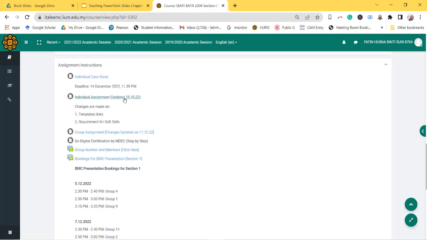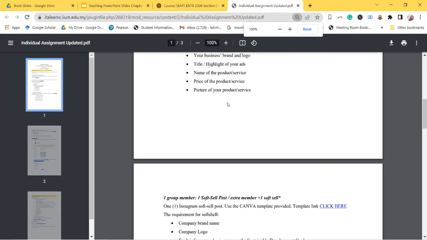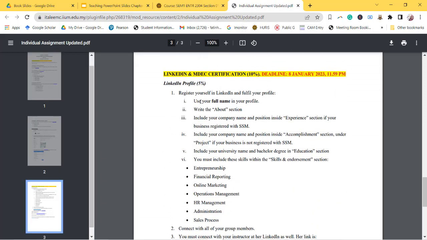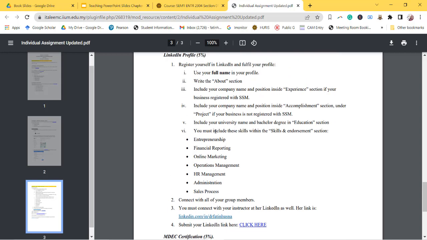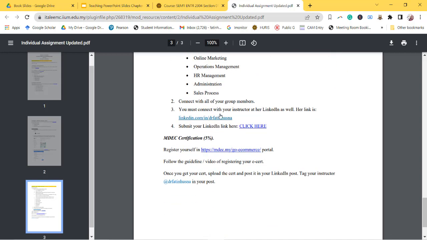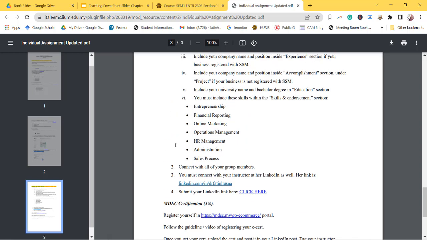Another one is LinkedIn as well. You need to open up your LinkedIn and fulfill your LinkedIn profile. This is under the individual assignment. You need to make sure that you have all of this. Then connect with me and with all your group members on LinkedIn, and you must make a post within LinkedIn.